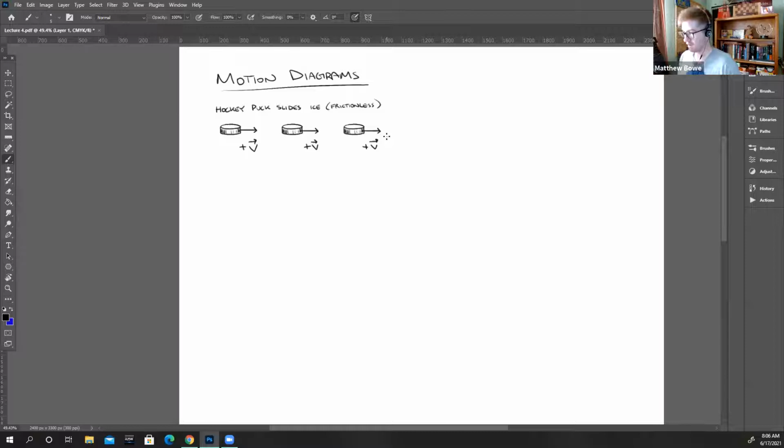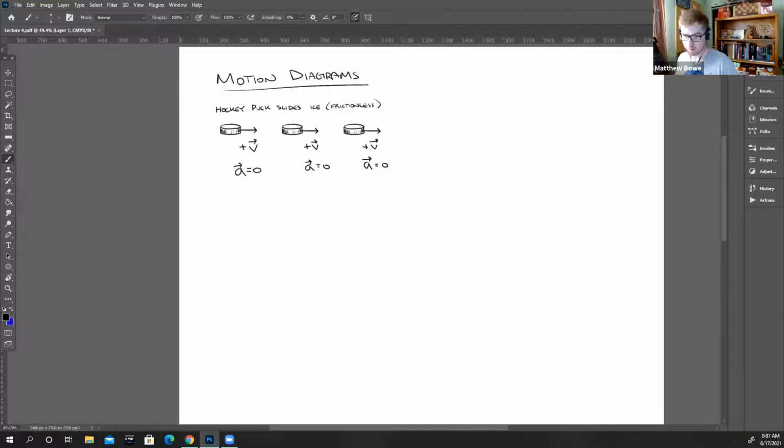Okay. Since the velocity is not changing, there's no change in velocity. That means the acceleration is 0. So there's no acceleration on this hockey puck. Now, acceleration is also a vector, so we need this vector notation above the A. So in all cases, the acceleration of this hockey puck is 0 since it is moving with a constant velocity to the right.